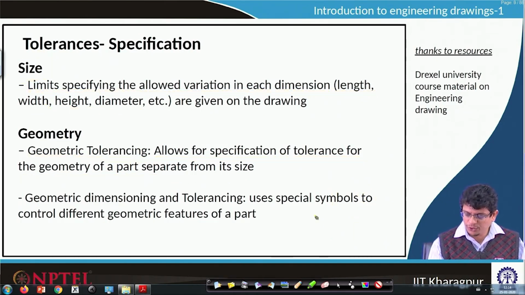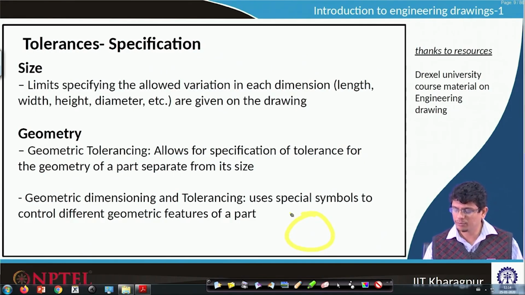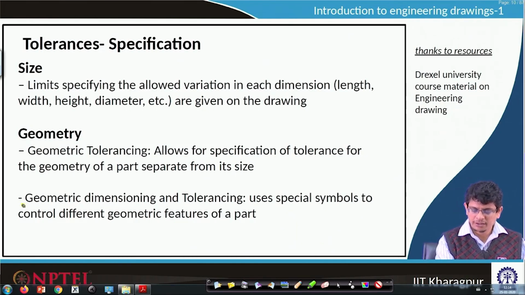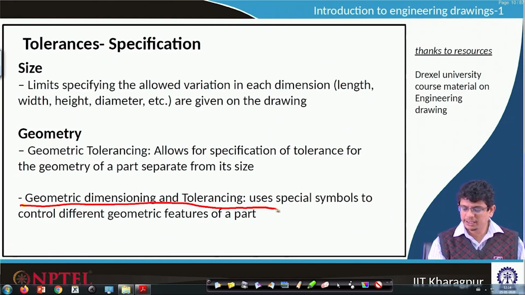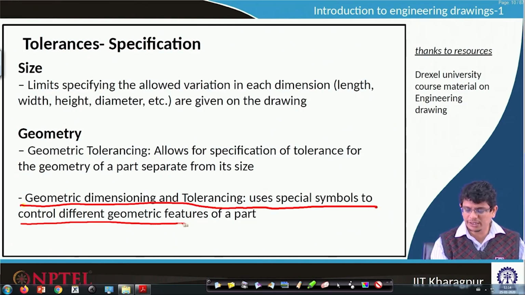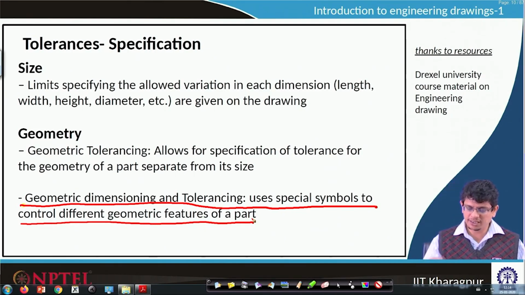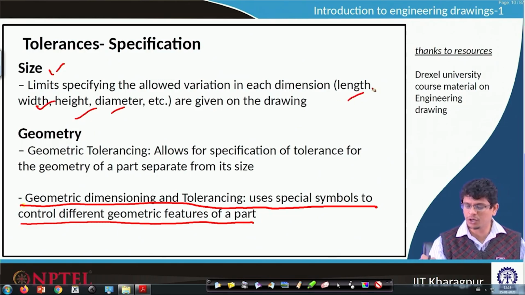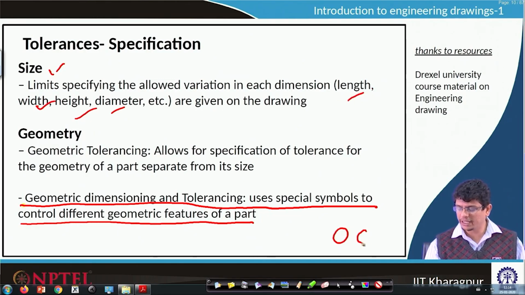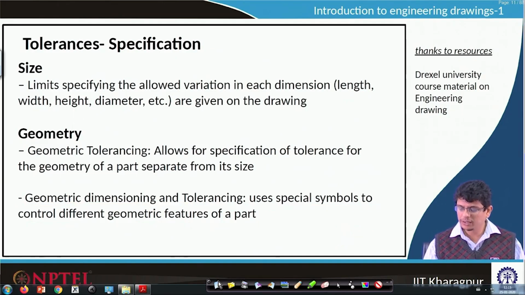As I said, we would like to prepare something like a cylinder, but it might look slightly oval. That kind of thing is also a geometric tolerance one has to maintain. Geometric dimensioning and tolerancing uses special symbols to control different geometric features of a part. Though we clearly mention size in terms of width, height, diameter and so on, perhaps a circle turns slightly elliptical or oval, so we use special kinds of symbols. That means it is allowed up to that level.